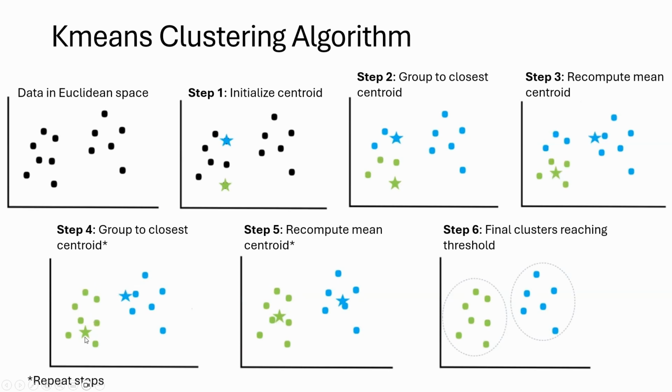Because now all of these are close to this one, all these are close to this one. And then they basically just repeat those steps until there's very little movement of the centroids. And then once it's stabilized, that's the result.